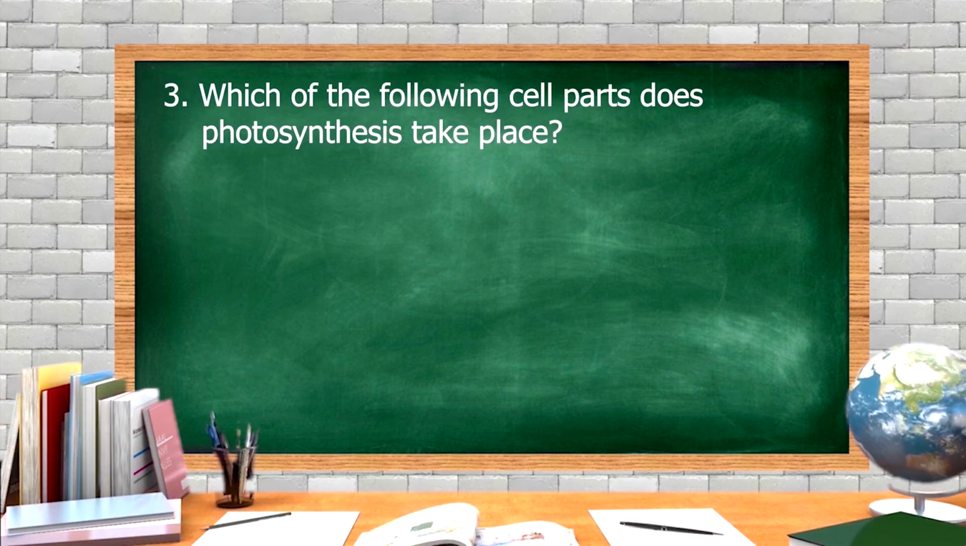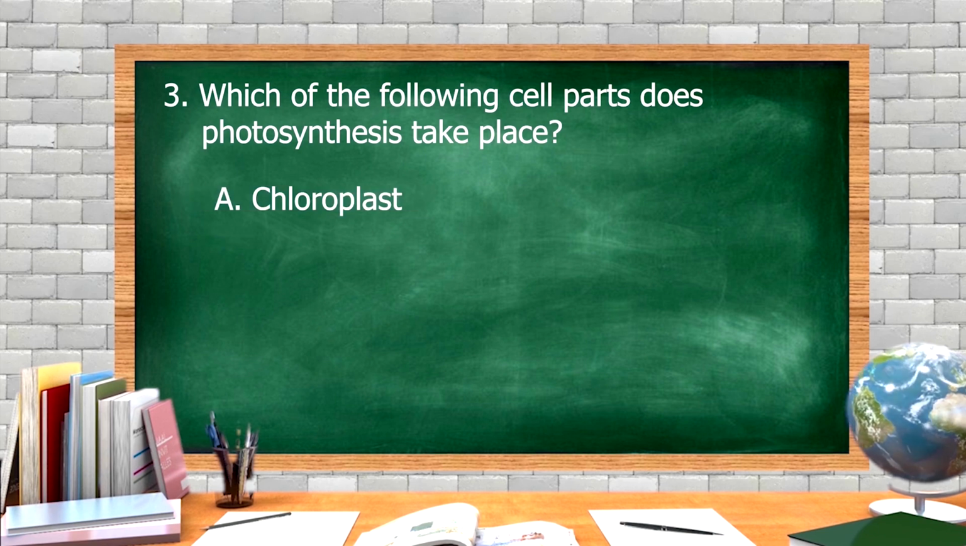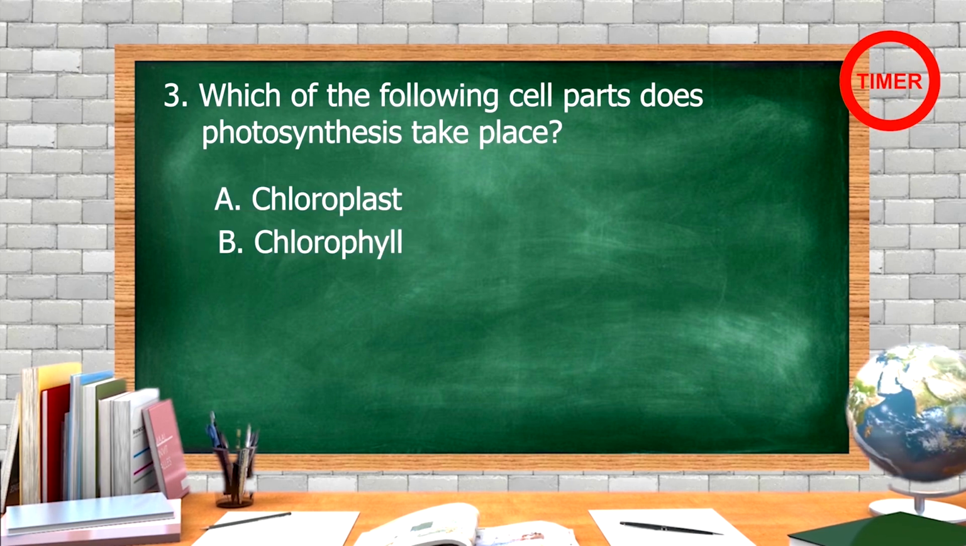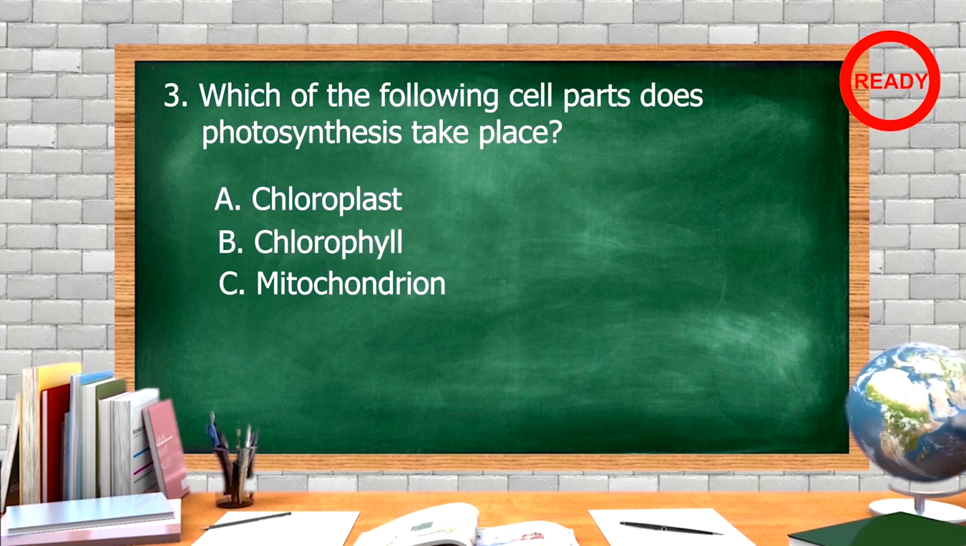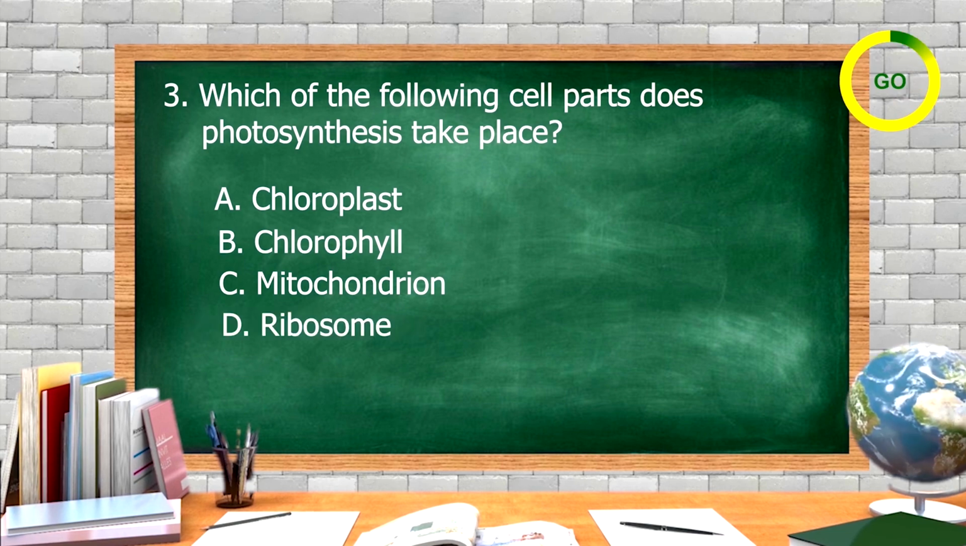Question 3. In which of the following cell parts does photosynthesis take place? A. Chloroplast. B. Chlorophyll. C. Mitochondrion. D. Ribosome.